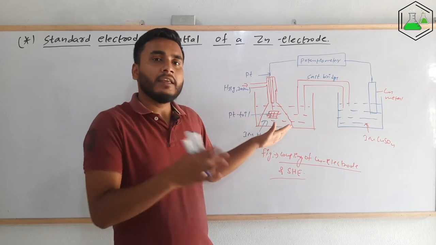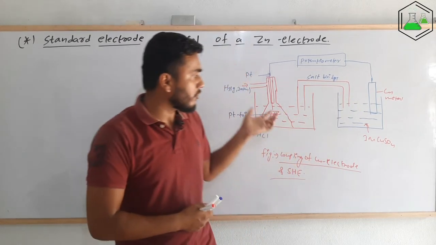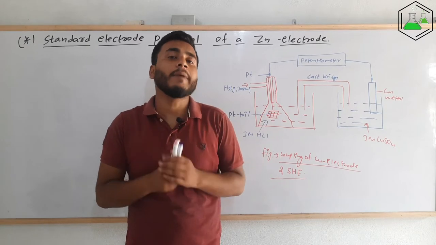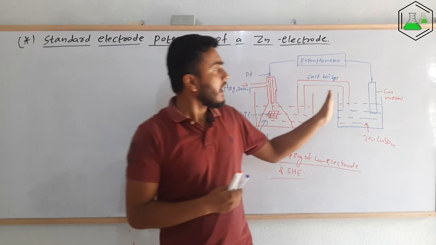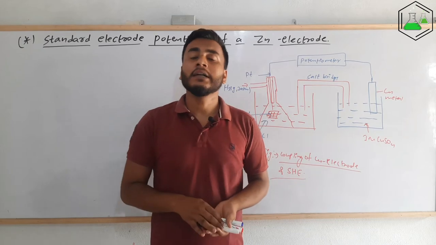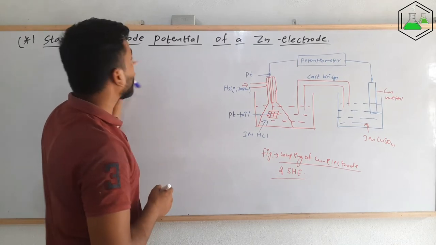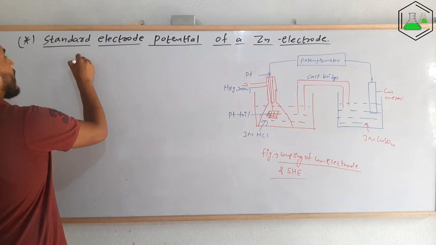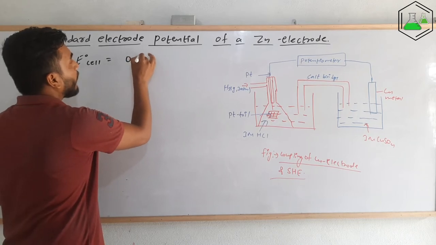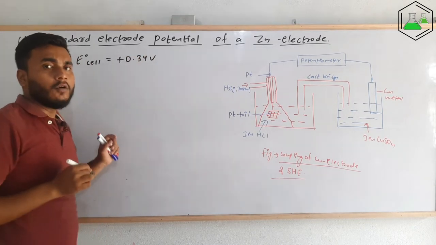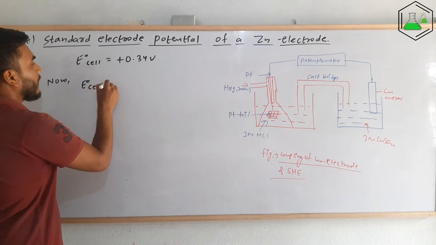The electron releasing capacity, or the tendency to lose electrons, of hydrogen is greater than that of copper. So hydrogen will lose electrons easily, so it will behave as the oxidation half. There will be the oxidation reaction, and the oxidation half is always made in the left side and the reduction half is always made in the right side. By using the potentiometer we can find out the value of electrode potential of the overall cell. The standard electrode potential of the cell is calculated to be 0.34 volt.